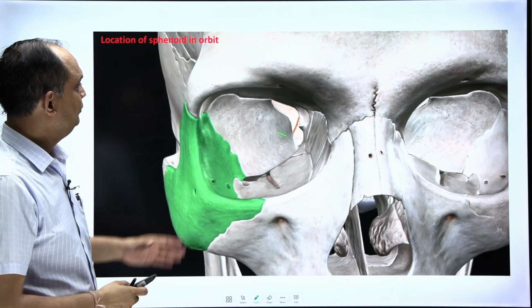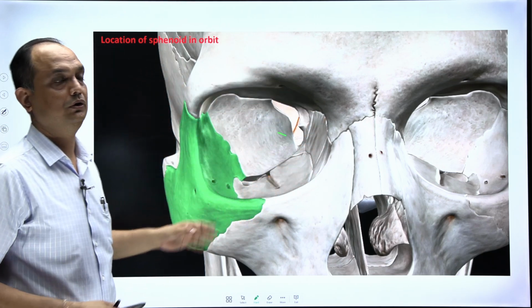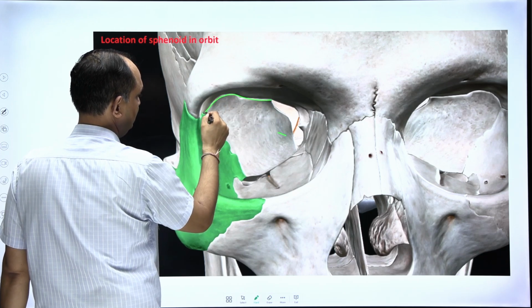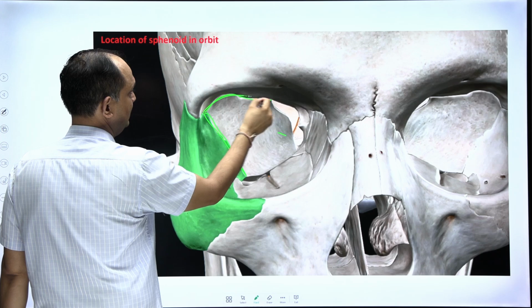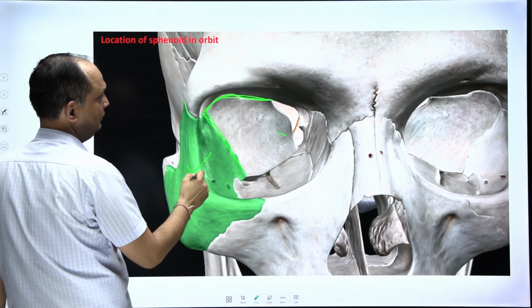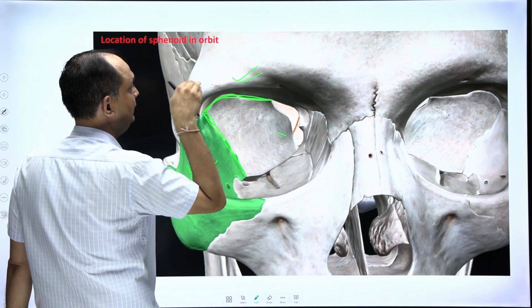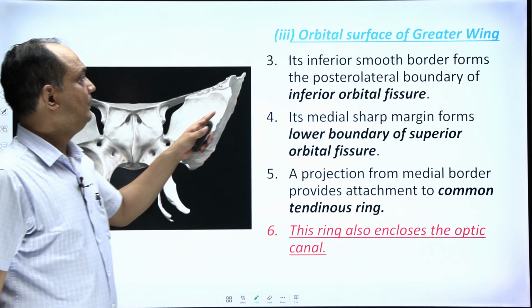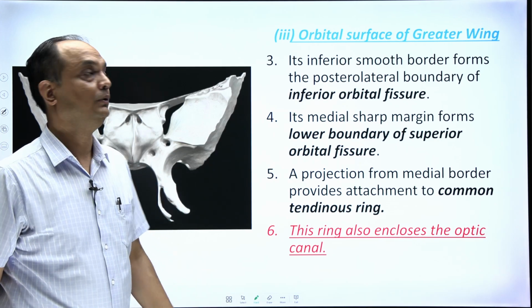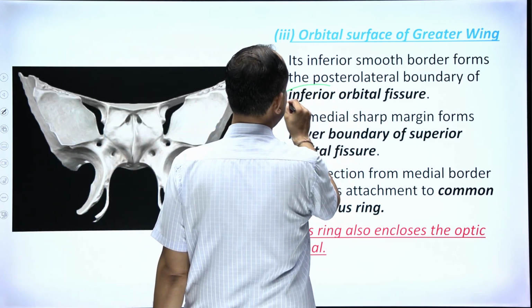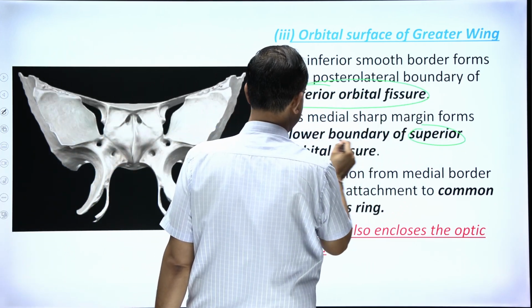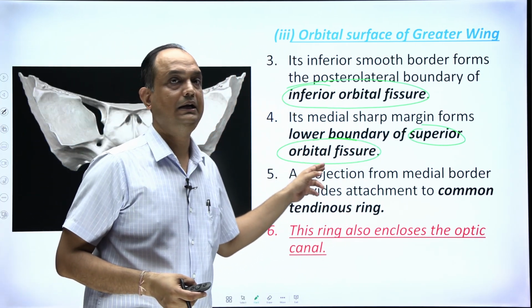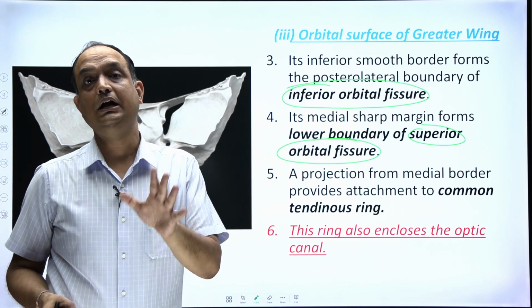So dear students, when you see the bony orbit, you have to understand that this is your upper margin and this is your lateral margin. These two margins make a joint with the orbital plate of the frontal bone and the zygomatic bone. The remaining two borders are non-articular. Clear? When we talk about non-articular borders, two terms come: inferior orbital fissure and superior orbital fissure. These two are the areas present along the non-articular borders.